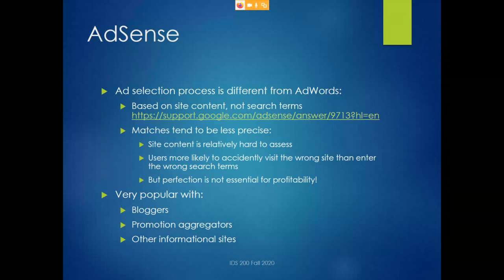But this matching is less precise because, anytime you're doing tags, it's categorical. So there's only so many groupings. Google's going to try to do a good job, but it's not going to be perfect. The other thing, people often visit the wrong site.